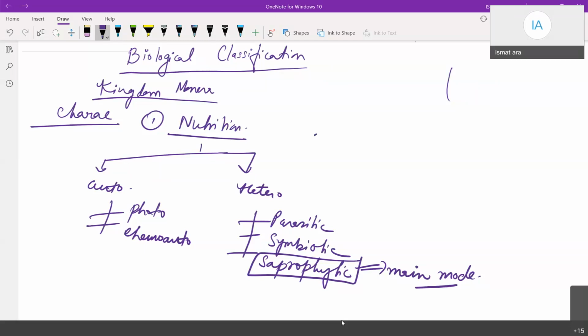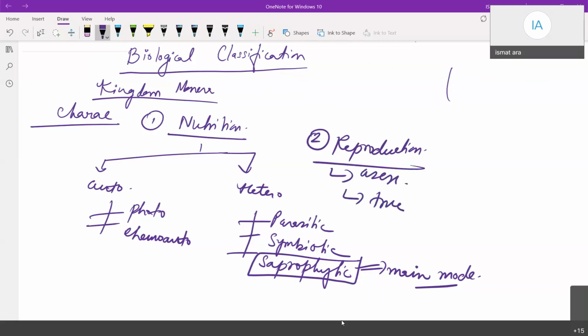And the second one is reproduction. Their main mode of reproduction is asexual reproduction. Why? Because a true sexual organ is absent.